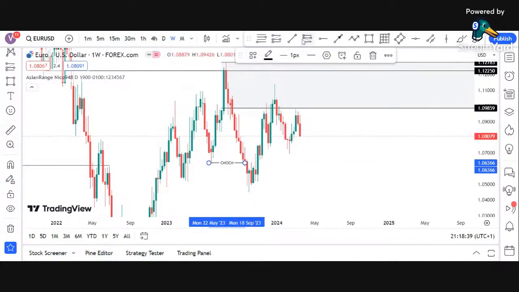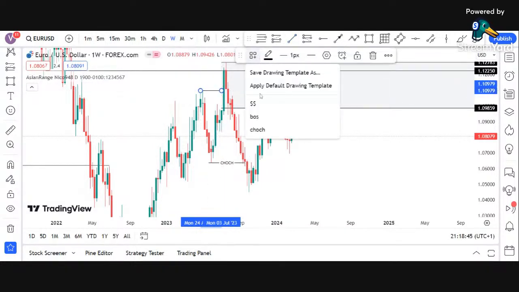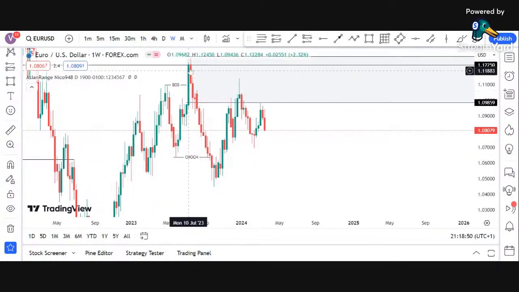Right? We saw that change of character to the downside. Then we saw this break of structure to the upside, right? Which is a grab on liquidity, rather BOS, and price gave us a change of character. Now, this is the other block where price is trading up from now.